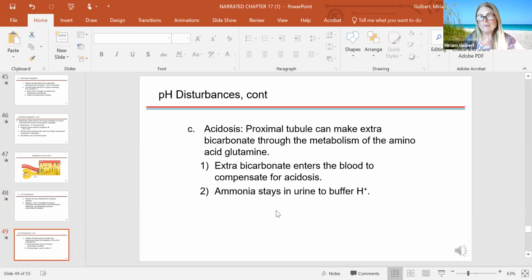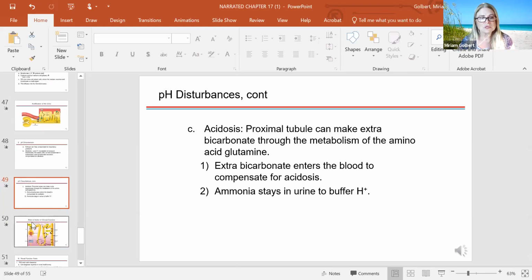And the other way around is also true if we have a lot of acidity in the blood. We have to reabsorb bicarbonate and get rid of the hydrogen ions. We'll be secreting hydrogen ions out into the urine.